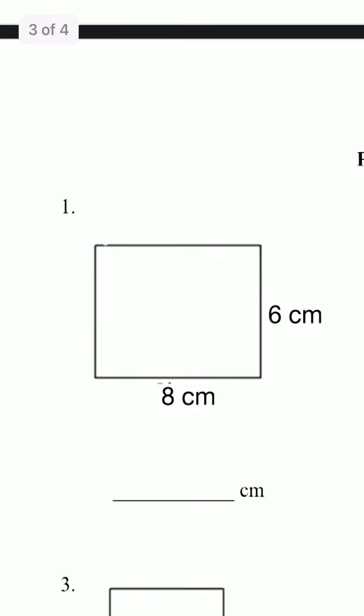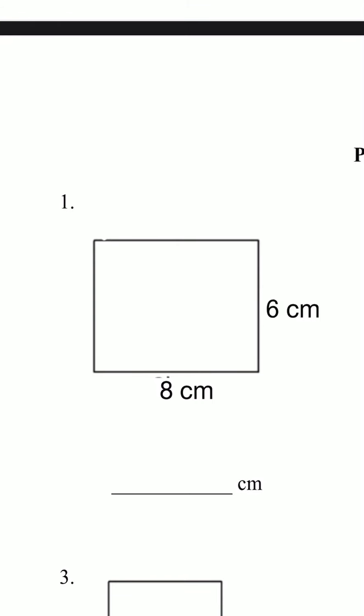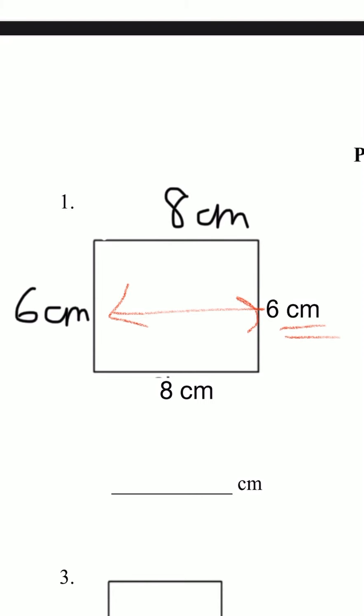Now perimeter. Perimeter is when you add all the lengths of the sides. So all the lengths of these sides. Now, the opposite sides have the same length. So that would be 8 centimeters. And here, this is 6. So the opposite side is also going to be 6 centimeters.